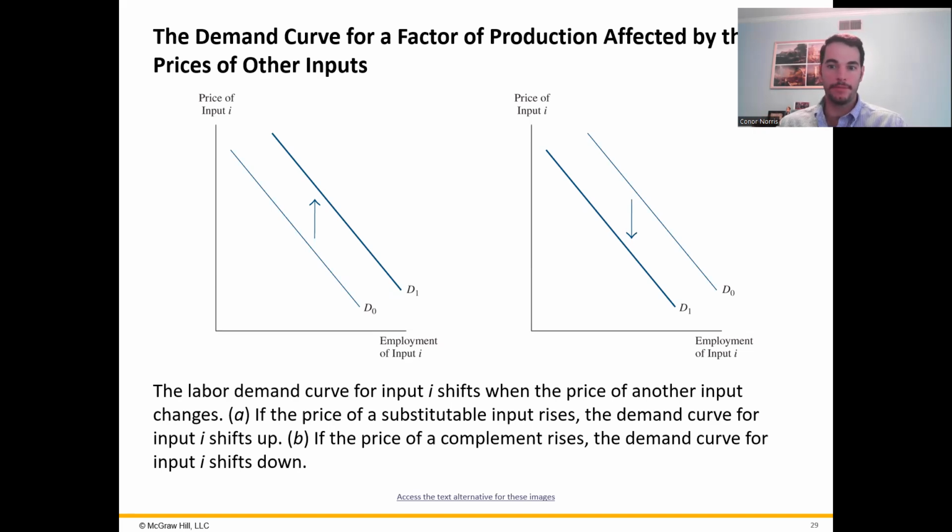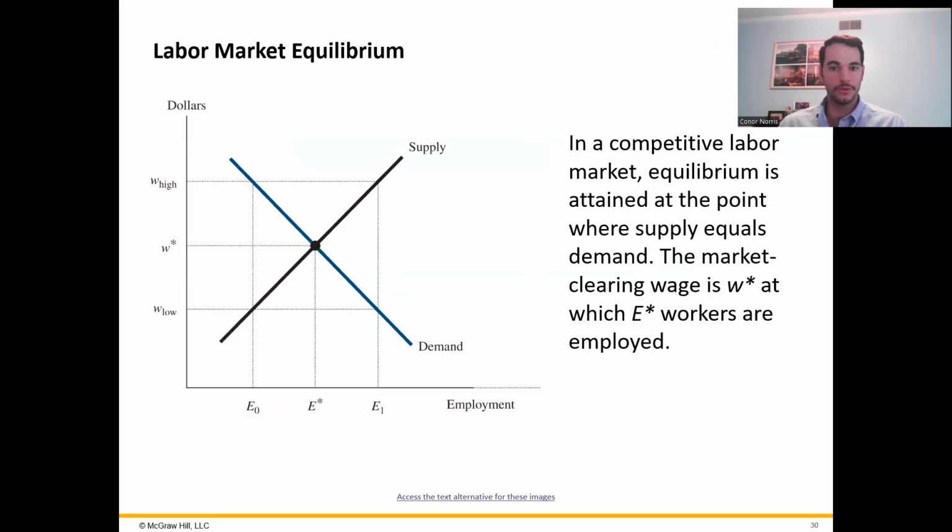Now, if two inputs are complements, then firms will use them together. So if the price of one increases, then they'll use less of both. If the price of both decreases, then firms will use more of both. It's the exact opposite. In this case, think of the same factory using nuts and bolts since they're used together. So if the price of bolts increases, the firms will also use fewer nuts because you're not using one without the other. All right.